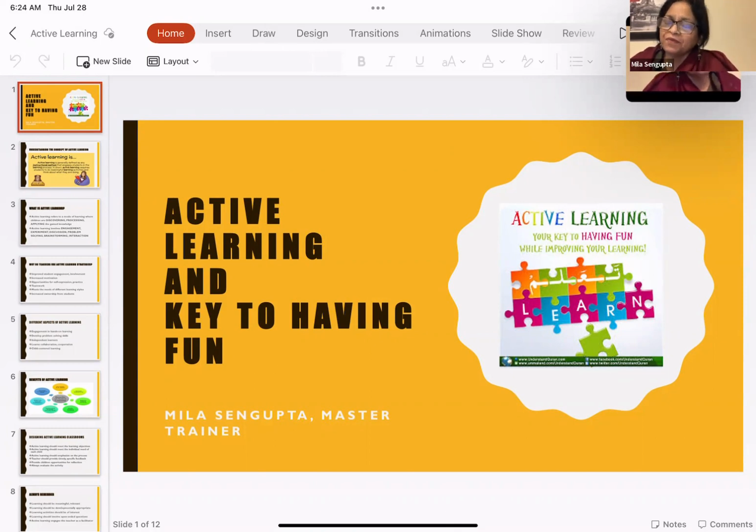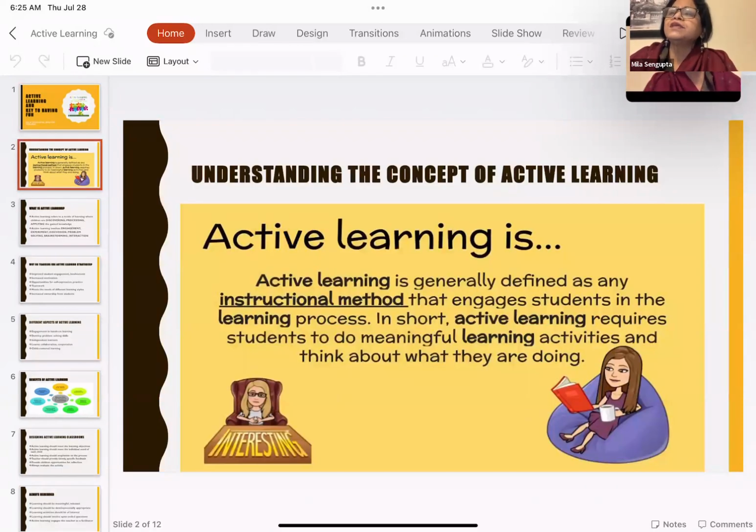Learning for young children has to be engaging, something where they are engaged, having fun, and taking interest in what they're doing. So let us talk a little bit about what is active learning. Understanding the concept of active learning.